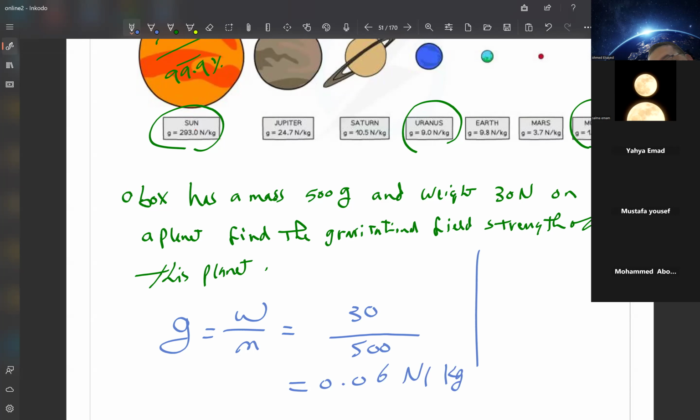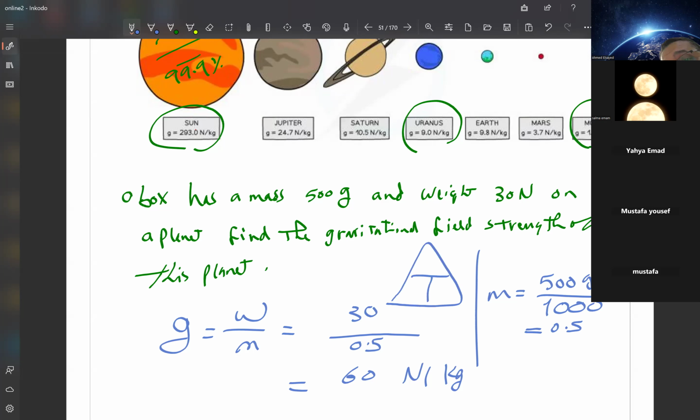Me. Yes, Salma. Why, Salma? The mass is 500 grams. You need it in kilograms, so you need to convert the 500 grams to kilograms. Perfect. How can I convert it? Divide by 1,000. Yes, now the mass is 0.5. Do you know what your mistake is, Mustafa, now? So now what is the answer? 60. So as I said, don't forget, if you draw your triangle, weight, mass, g, mass must be in kilogram.